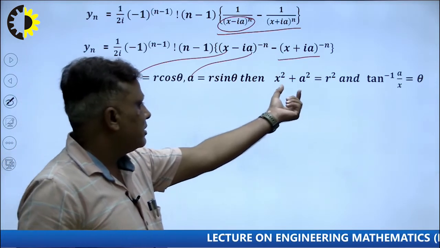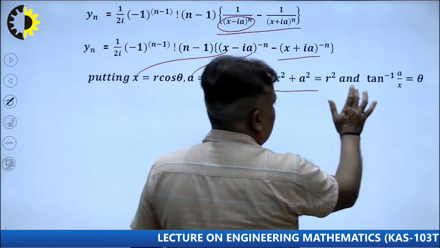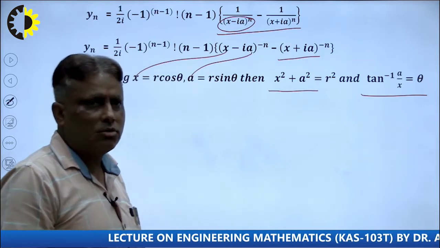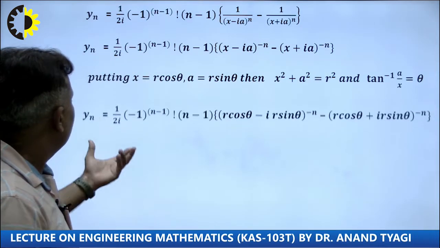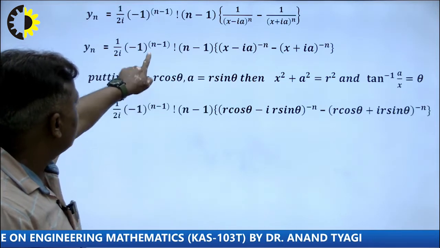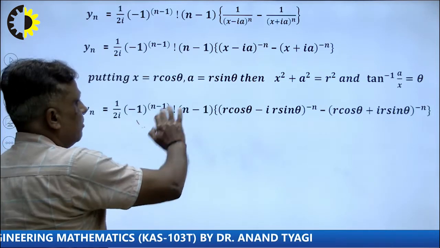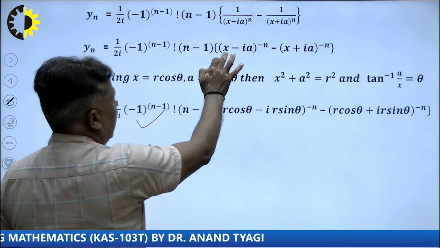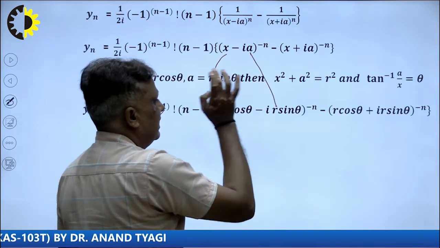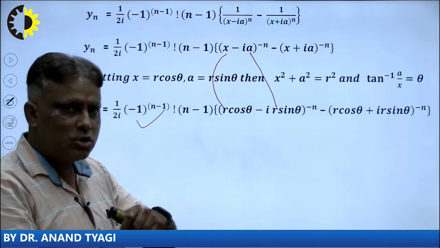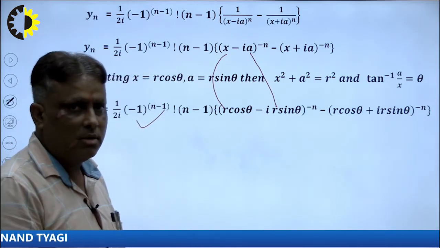So x square plus y square is equal to a square, and tan inverse a upon x is equal to theta. This is our relationship here. So how to solve this now? So 1 upon 2i is minus 1 raised to the power n, same as above the line, and now in the place of x I write r cos theta and in the place of a I write r sin theta, because now I want to apply de Moivre's theorem.